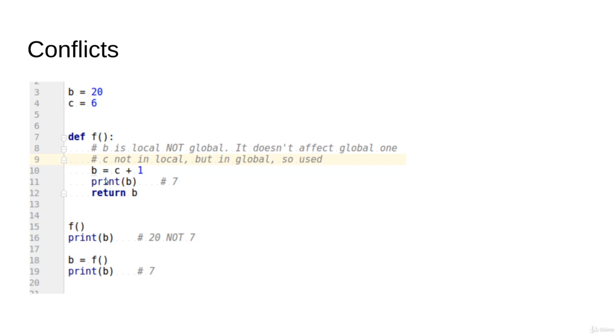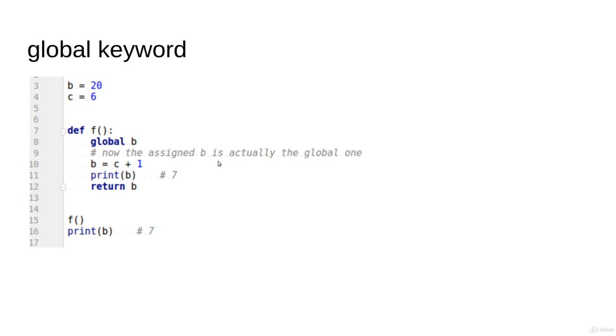Inside the function, there is the local b, so it will be considered first, because b exists in the local scope. Another relevant thing is, what if I would like to assign b inside the block, but still I would like that to affect the global b, not the local b? To do that, you can use the word global b this way.